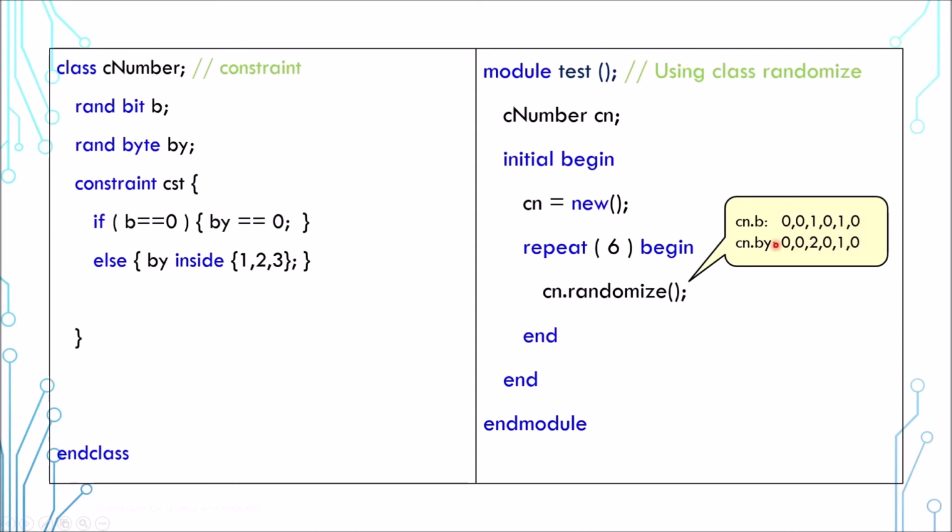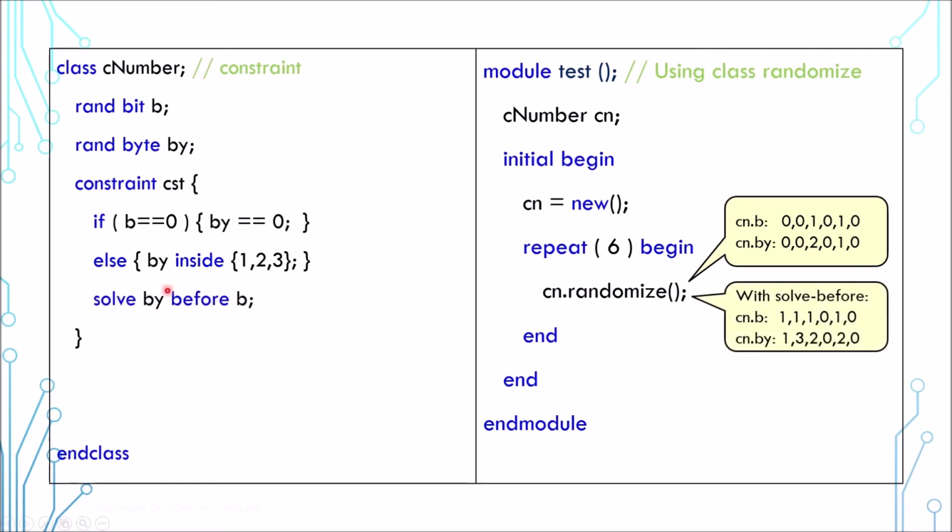You can use the solve before mechanism to change this behavior. In this case, it will try to randomize the byte first. 0, 1, 2, and 3 have 25% chance each to be selected. The bit value is chosen after that. As such, solve before mechanism can change the probability of the values.